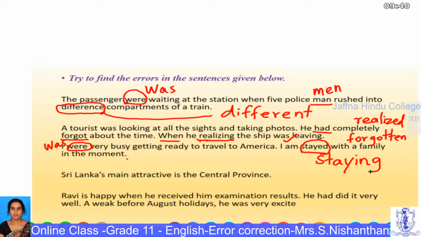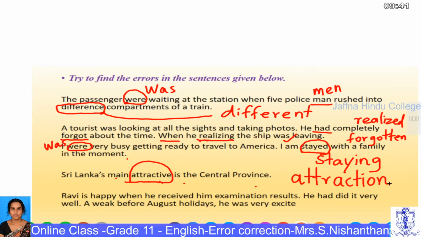Next one. Sri Lanka's main attractive is the central province. Right? Sri Lanka's main dash. This is an adjective, and it should be a noun. Dash is the, so this is a noun, this is a subject. So main attraction, it should be changed as attraction.